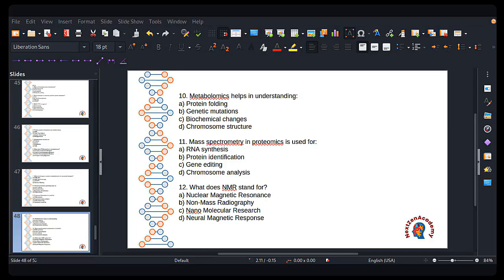NMR stands for nuclear magnetic resonance. So you guys have to understand different techniques, right? MS, NMR, gel electrophoresis, chromatography.